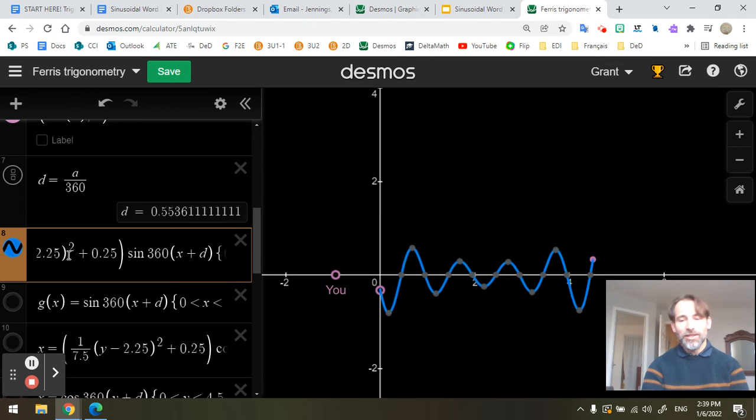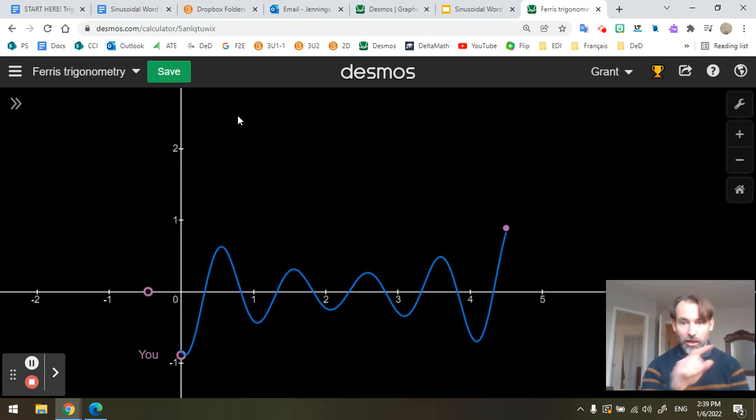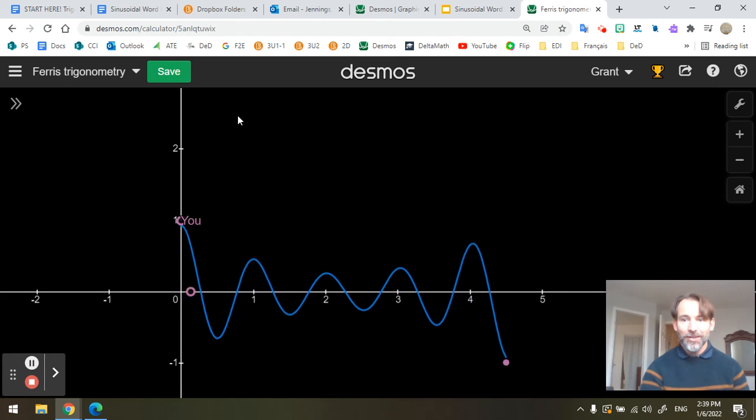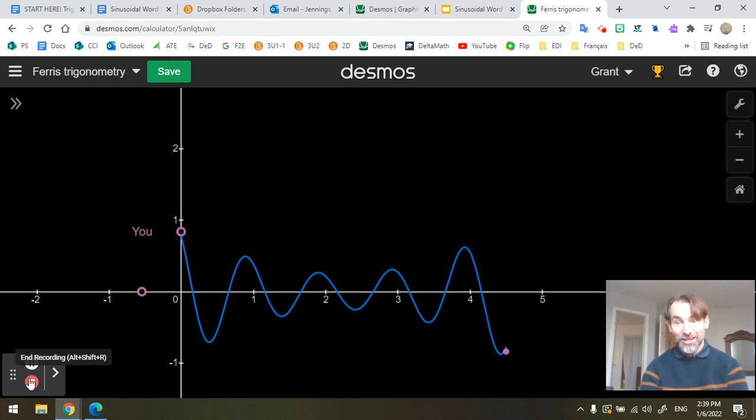Okay, so anyway, just some different ideas for you as you're playing around in Desmos. We're going to cover these Ferris wheel type problems a lot today. So get ready and strap in and stay tuned for your learning.